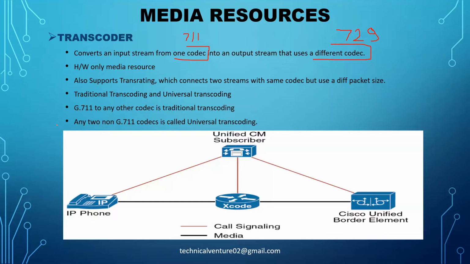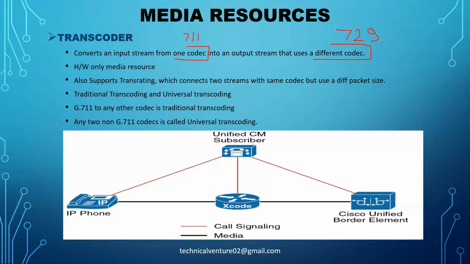And if MTP functionality is only required, then CUCM will allocate either a transcoder or an MTP. That depends on the CUCM. But if a hardware transcoder is already there, then we don't need a hardware MTP, because it can do the work of MTP. So if we are configuring a transcoder, there is no need to configure the hardware MTP as well.